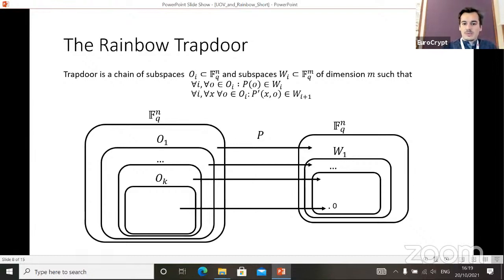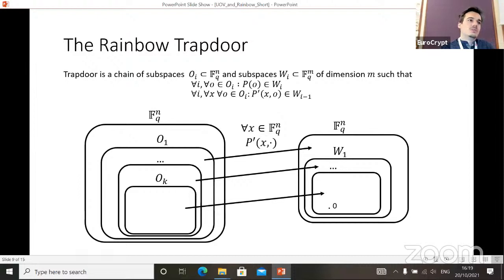But on top of this property, we also demand something else, which involves this differential that I defined earlier. We want that for every vector x, if you plug it into this differential, then you get some linear map that maps OI into WI minus 1. So if you have these two properties, then it turns out you can sample pre-images. And the strategy is basically multiple steps of this Oil and Vinegar idea.